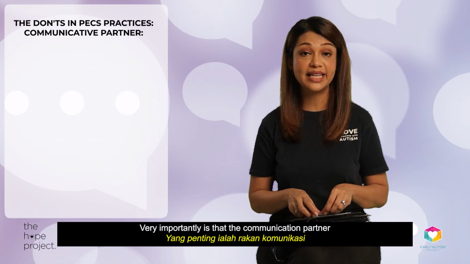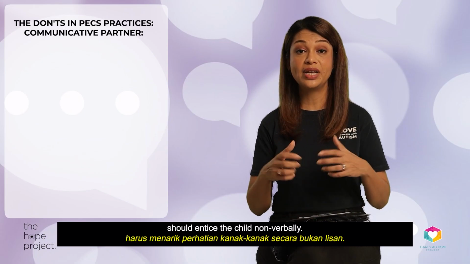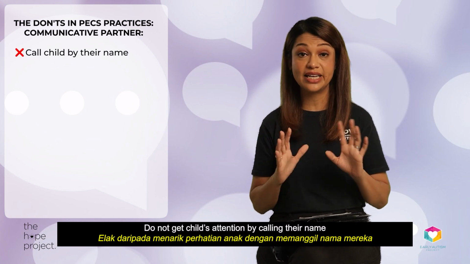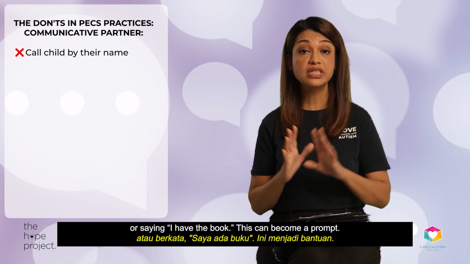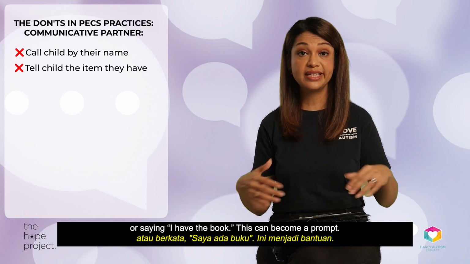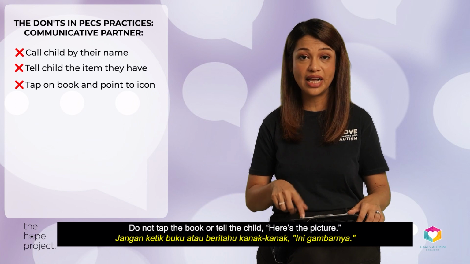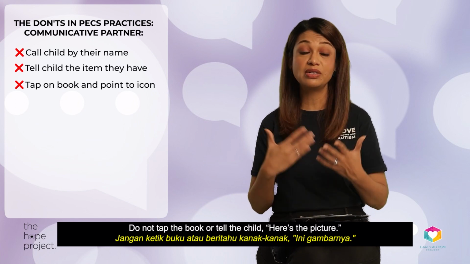Very importantly, the communication partner should entice the child non-verbally. Do not try and get the child's attention by calling their name or saying, "I have the book." This can become a verbal prompt. Don't even tap the book or tell the child, "Here's the picture," because all of those are prompts.